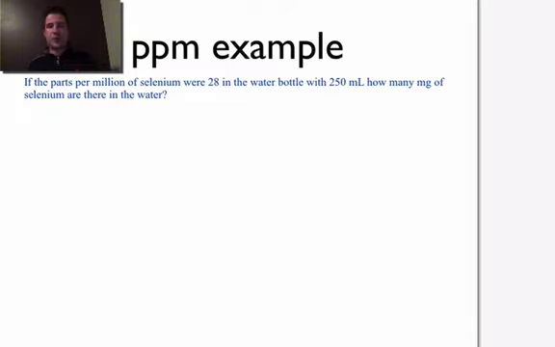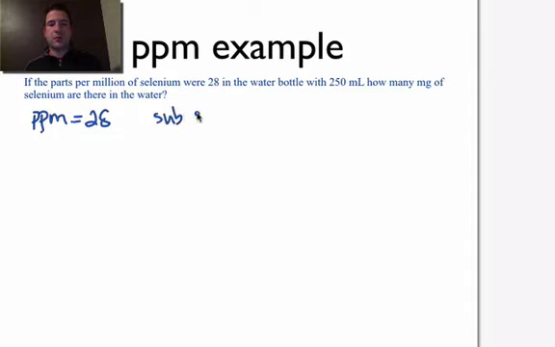So what we're going to do here, guys, is first we need to list what we know. It tells us that if the parts per billion of selenium were 28 in a water bottle with 250 milliliters, how many milligrams of selenium are there in the water? So what do we need to know? Well, first thing we do know is our parts per million equals 28.